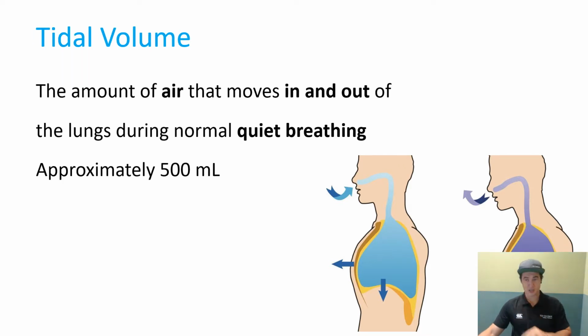So our first one to think about is tidal volume. Now I think of the tide, so the ocean, water rushing in, water rushing out on that continual kind of basis. So tidal volume in context to our lungs is the amount of air that moves in and out of the lungs during normal quiet breathing. So as I sit here and breathe in and out, there's approximately 500 mils, or half a litre, of air coming in and going out, and that's my tidal volume, so my normal relaxed breathing.